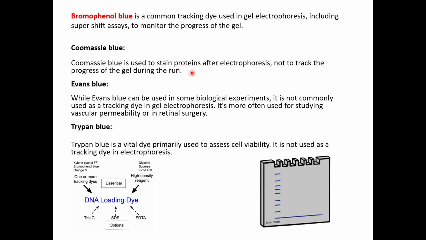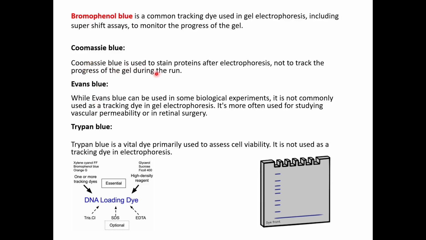Then coming to the next topic, it is regarding the tracking dye that is used in gel electrophoresis. So the most common tracking dye that is used involves bromophenol blue. So bromophenol blue is a common tracking dye used in gel electrophoresis, including supershift assay, to monitor the progress of the gel. So other stains like Coomassie, even trypan blue, are for different purposes.